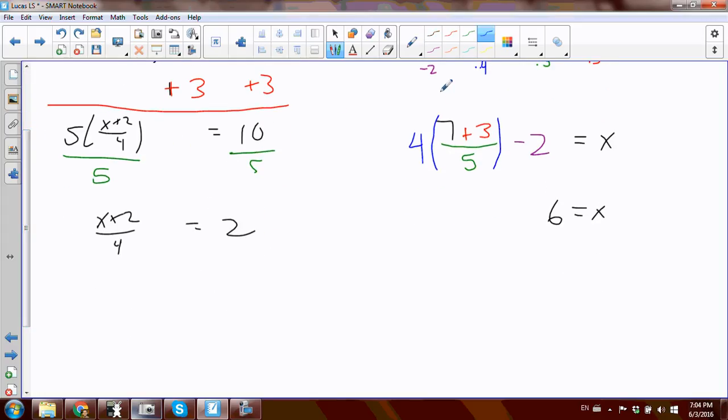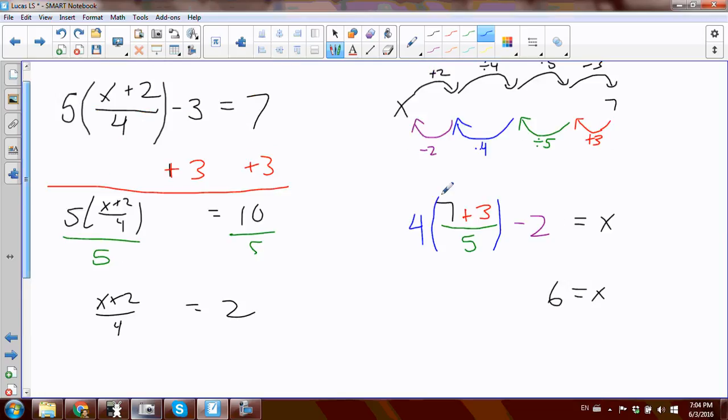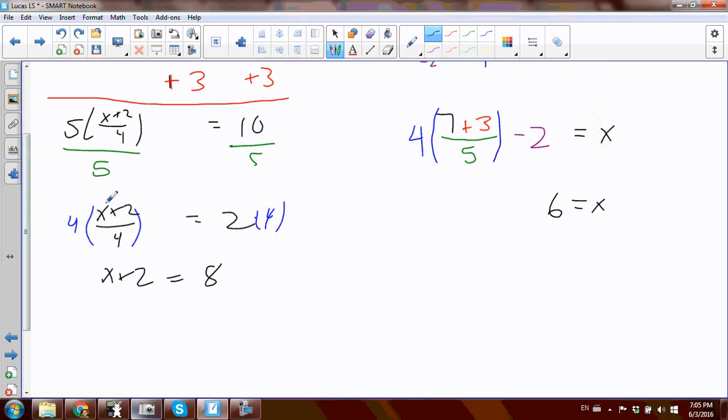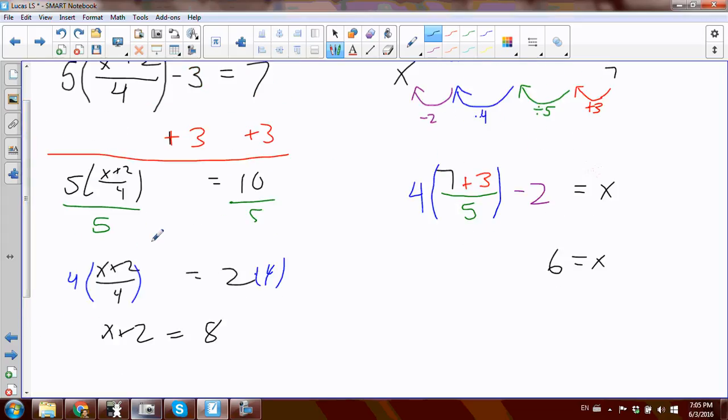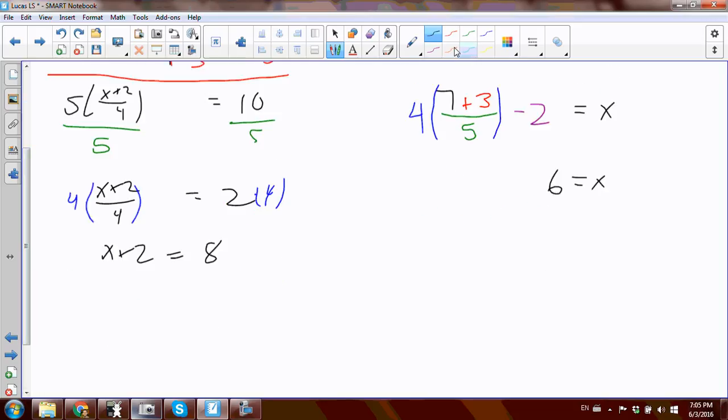And then we multiply both sides by 4. And we end up with x plus 2 equals 8. And then we subtract 2 from both sides. So you see how this unconventional approach tells you the order to do stuff the conventional way. So we end up with x equals 6.